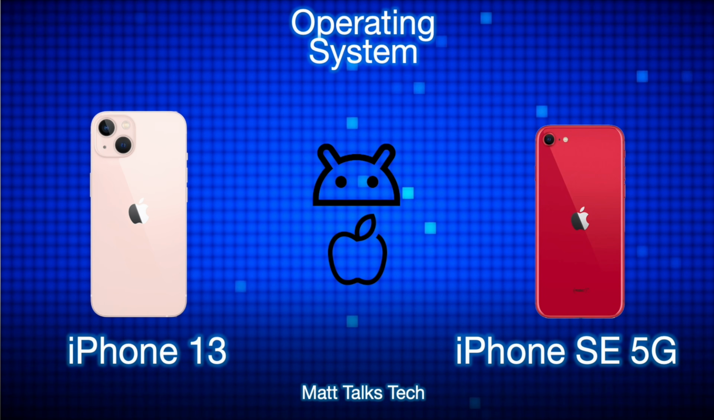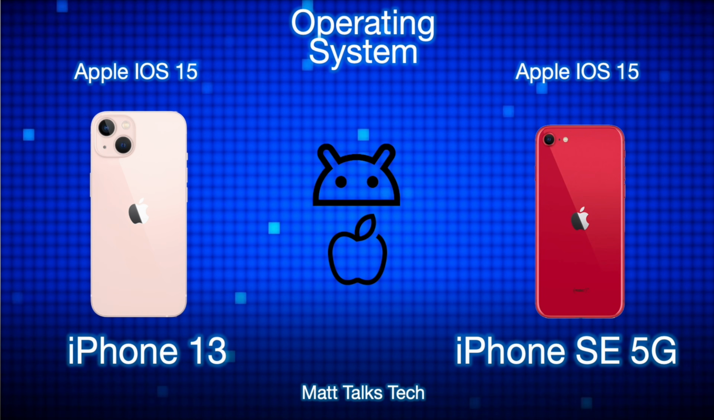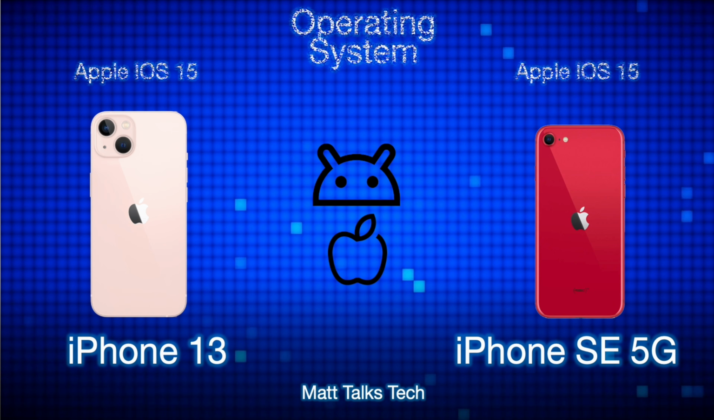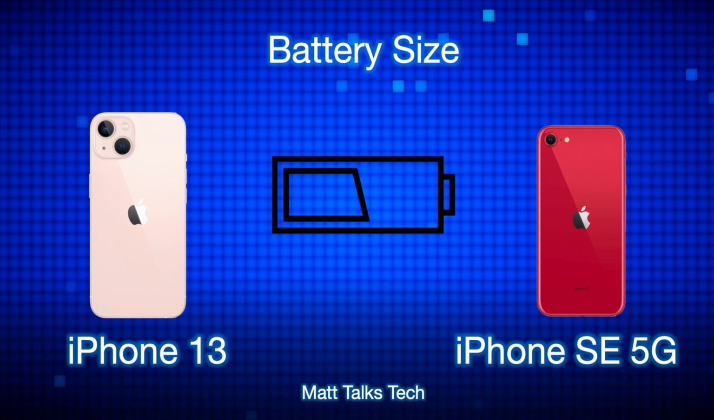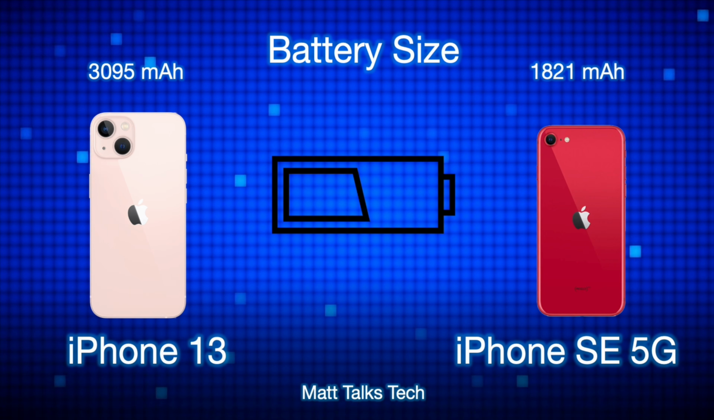For operating system, both of these phones come out of the box with iOS 15 installed on them, and at this stage we're about to get iOS 15.4. Next of all, we have the battery sizes, and this is where there are some massive differences. With the iPhone 13, we get a 3095 milliamp-hour battery inside it, but for the iPhone SE, we get a 1821 milliamp-hour battery inside it.